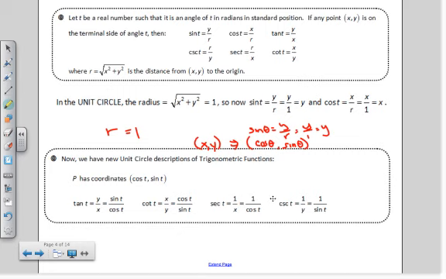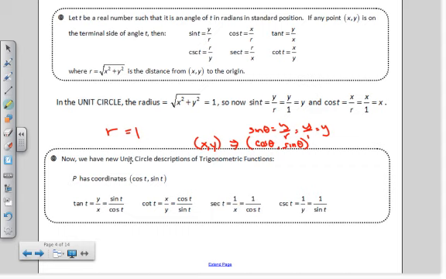Now that's really important because in a little bit we're going to develop the unit circle and we're going to put coordinates on it. And if you learn the coordinates, then you know the sine and cosine of the angle, and the tangent's going to be super easy because tangent's going to be the y over the x. So that's going to actually be the sine over the cosine.